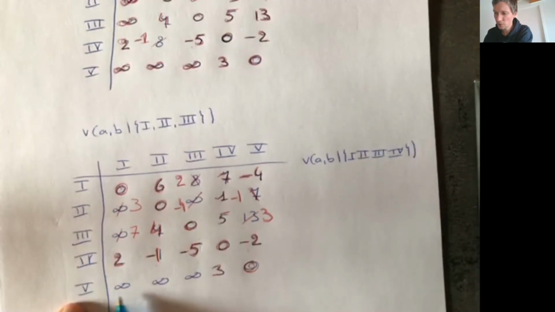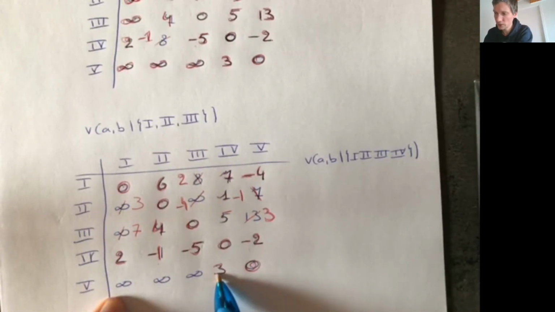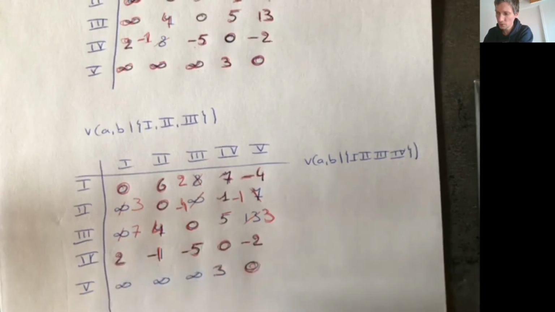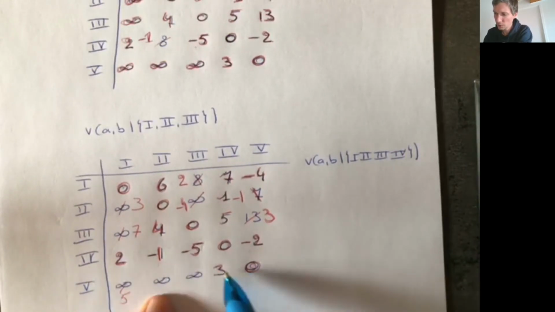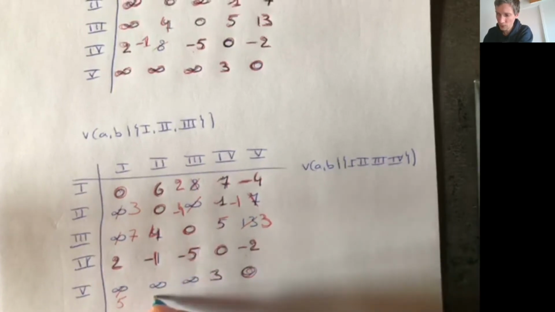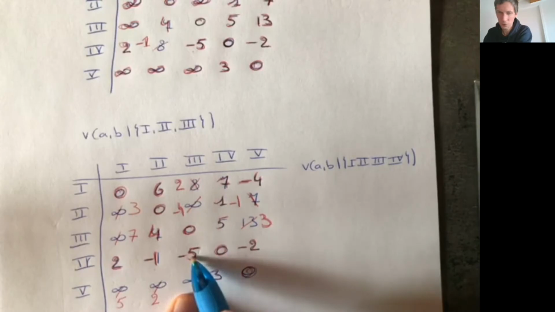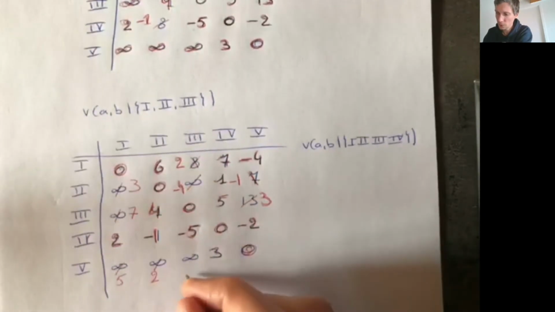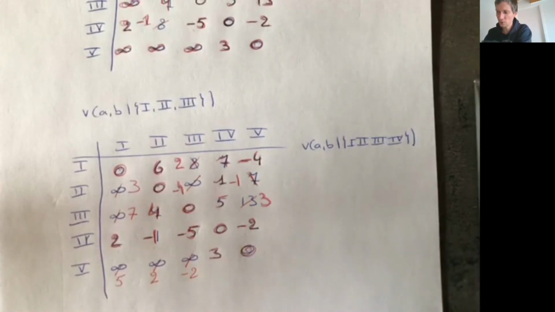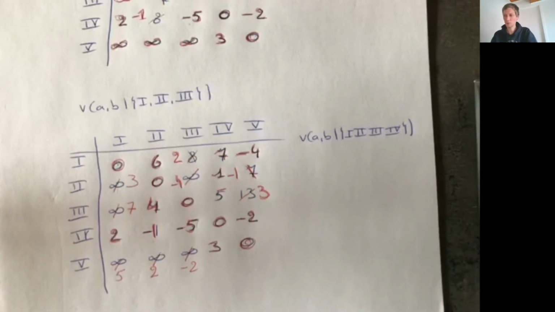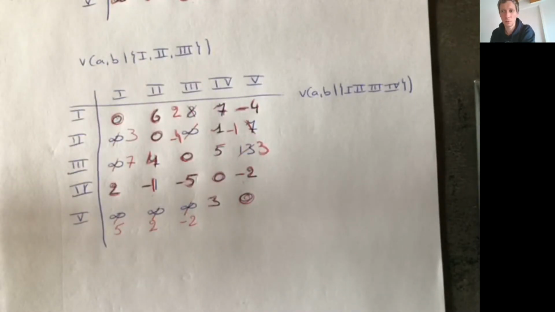And now for the last row, here I have infinity. If first I go to 4 I have 3. Here I have 2. So this becomes a 5. This one here becomes a 3 minus 1 is 2. This becomes a 3 minus 5, which is going to be -2. And this stays at 3 and 0. Okay, so this is now my updated table for this problem, and I have one more to go.